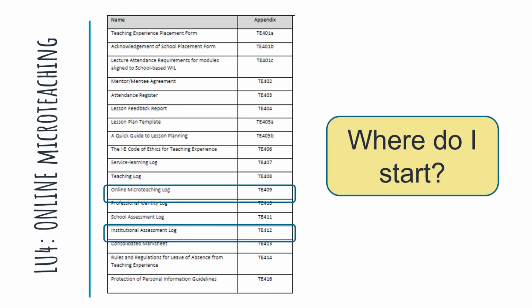So as students and for supervisors and lecturers, where do you start? You need to refer to your online micro-teaching log. And then as a lecturer and supervisor, make sure that you've got your institutional assessment log, which contains the rubrics you will need to mark this online micro-teaching. So you will need to have a copy of a rubric for each of the students and student teachers that you'll be marking in your session.